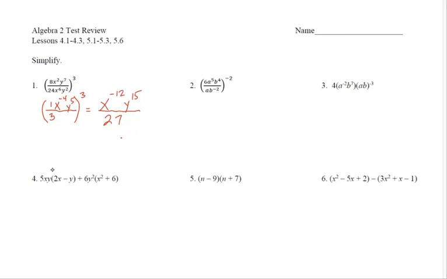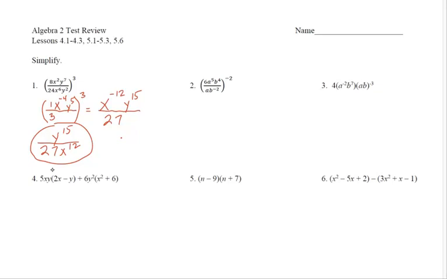Now everything looks good except for this negative exponent. You don't want to ever leave a negative exponent in your answer. So to fix x to the -12, we just move it down from the top to the bottom. And when we move it down to the denominator, it becomes x to the +12 to join the 27 that's already there. And y to the 15th, since it doesn't have a negative exponent, it doesn't need to be changed. So that ends up being my final answer for number one.